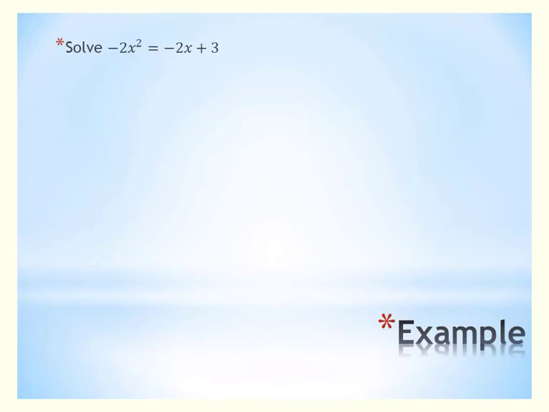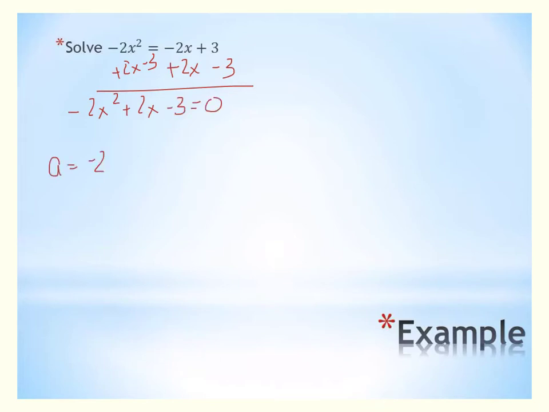Okay, let me see if I can make this one have a negative a. If we move everything to the left, then that's a negative 2x squared plus 2x minus 3 equals 0. So in this case, a is negative 2, b is a positive 2, and c is a negative 3. And if you moved things to the other side, that's fine.